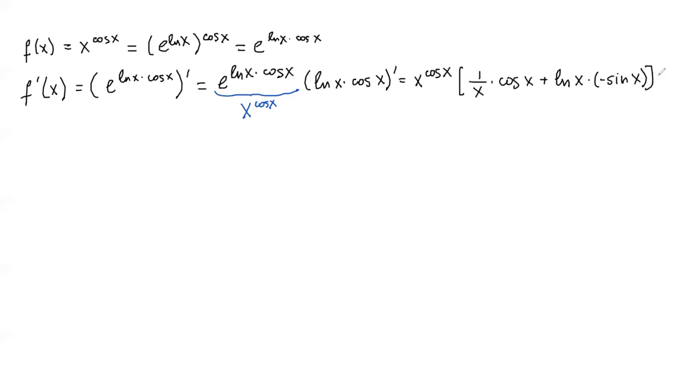This is basically an answer. Let's simplify it a little bit. And we get x to the power of cosine x times cosine x divided by x minus log x times sine x. And this is it.